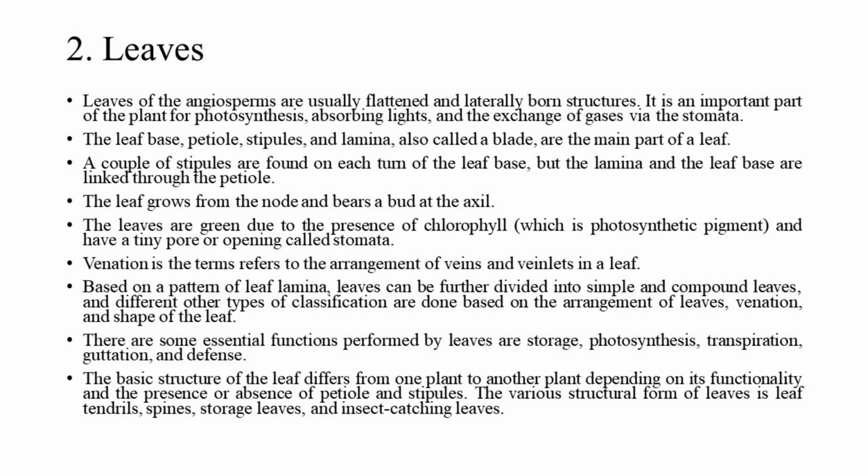The leaves are green due to the presence of chlorophyll, which is a photosynthetic pigment, and have tiny pores or openings called stomata. Venation is the term that refers to the arrangement of veins and veinlets in a leaf. Based on the pattern of leaf lamina, leaves can be further divided into simple and compound leaves, and different other types of classification are done based on the arrangement of leaves, venation, and shape of the leaf. Some essential functions performed by leaves are storage, photosynthesis, transpiration, guttation, and defense.